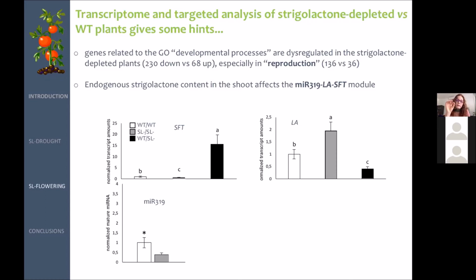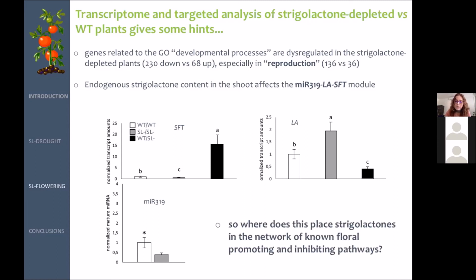And when we go for targeted quantification of specific markers, we see that the strigolactones seem to affect a module that is called the MIR319, lanceolate, SFT. So we have a positive correlation between strigolactone levels and 2 promoters of flowering, the effector SFT and MIR319. Here, unluckily, I miss the heterografted plants, but the trend is confirmed in mutants compared to the wild type. And then there's the opposite relationship, a negative correlation with the repressor lanceolate.